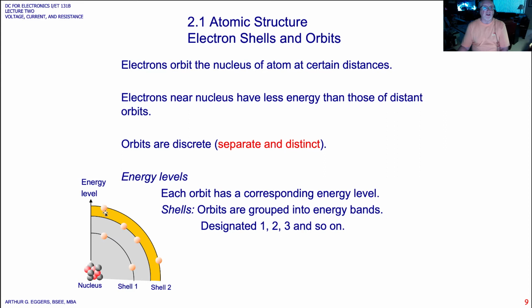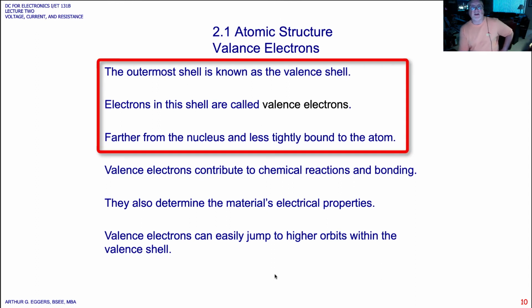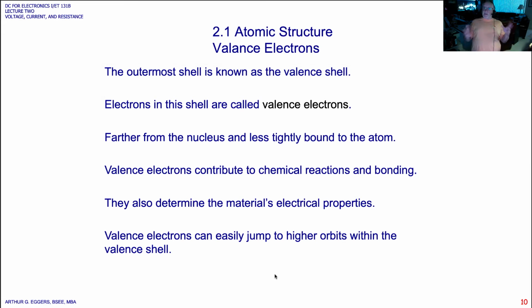So you can see here in this model we saw before, where we had lots of protons and neutrons in the middle. Out here on the utmost or the furthest out, we have our valence electrons. Electrons in this shell then are called valence electrons. They're further from the nucleus and less tightly bound to the atom. We're going to find out later, this is the characteristic that gives us current flow.